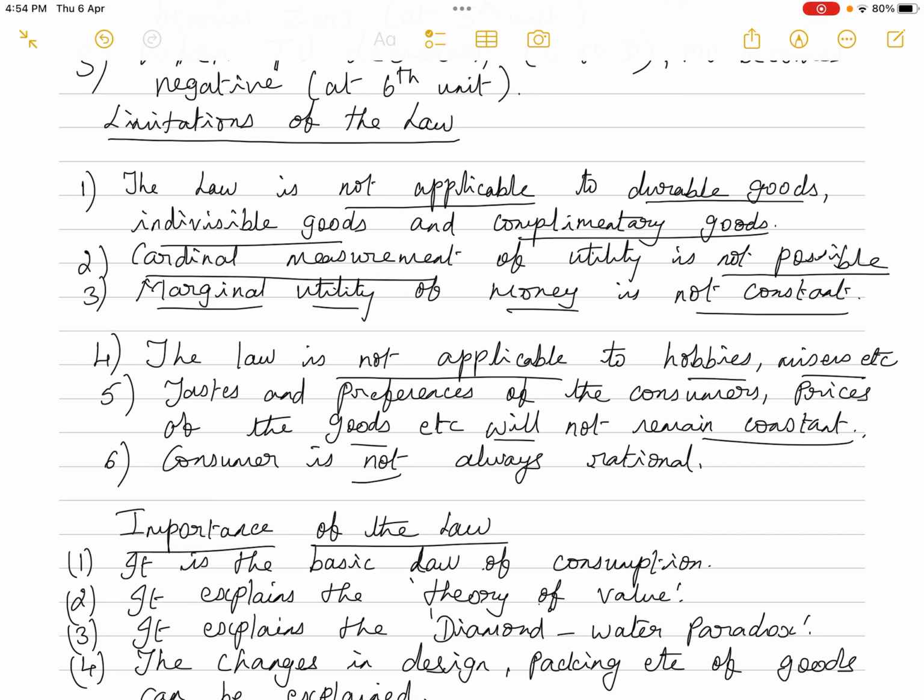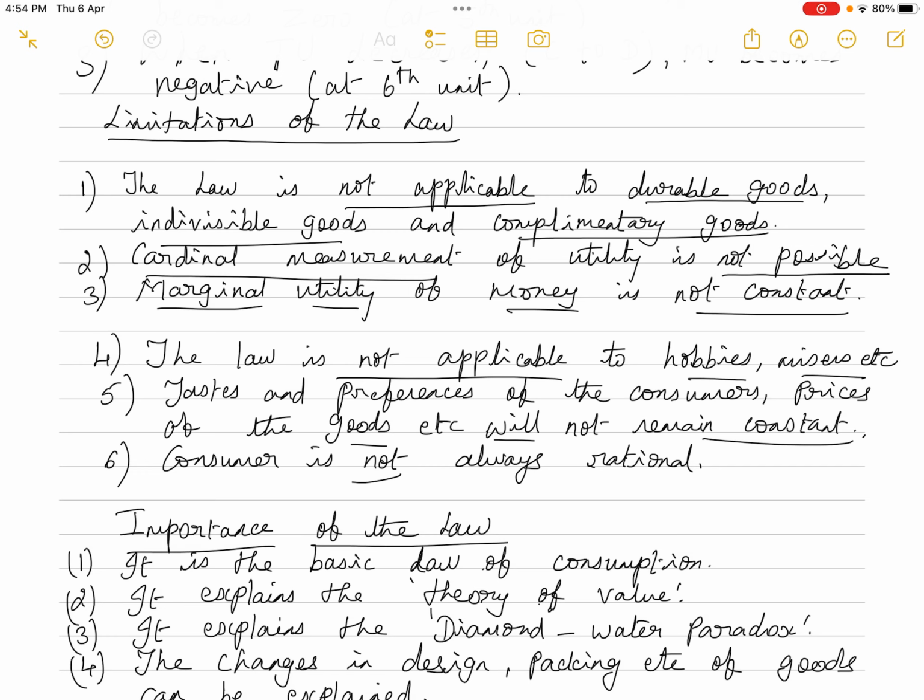So here we are assuming that the satisfaction derived by the consumer can be measured in cardinal numbers. That's why we are representing in the numerical example 40 utils of satisfaction. Then the satisfaction increases to 70, then the satisfaction increases to 100, isn't it? We are measuring in terms of numbers. But in actual practice, it is not possible to measure the satisfaction in cardinal numbers. So that is the second limitation. Cardinal measurement of utility is not possible.